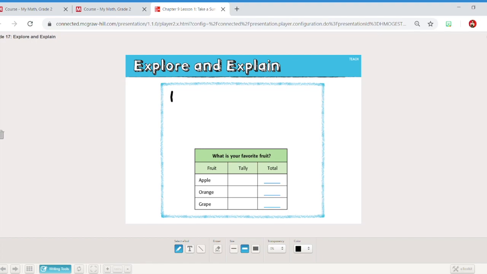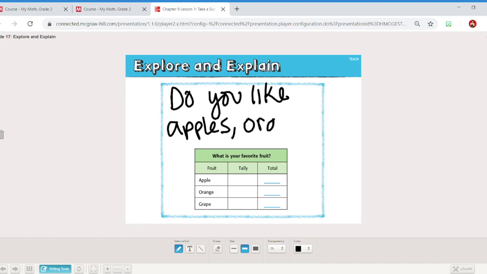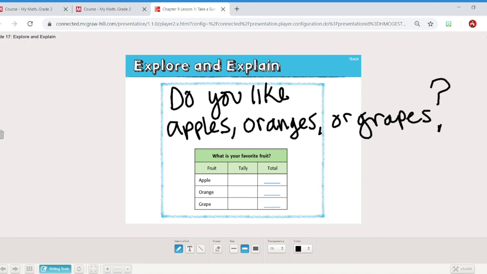So you would say, do you like, there are 3 options, apples, oranges, or grapes? Once you ask this question to 10 people, you can fill it in there. And if you don't have 10 people around, you could even go to your stuffed animals, and they can give you an answer. And as long as you get your answers and put your totals, I'd say you're good to go. Get a little warm-up practice asking a survey.